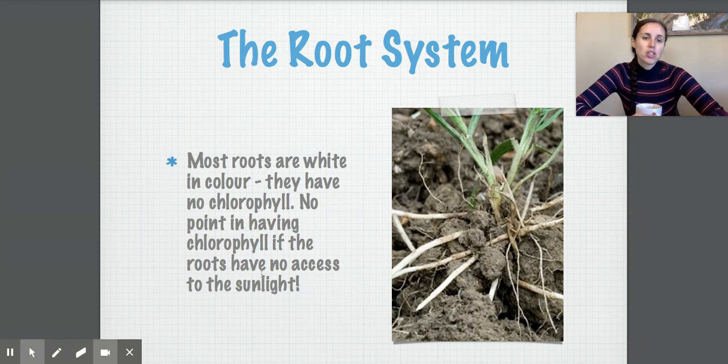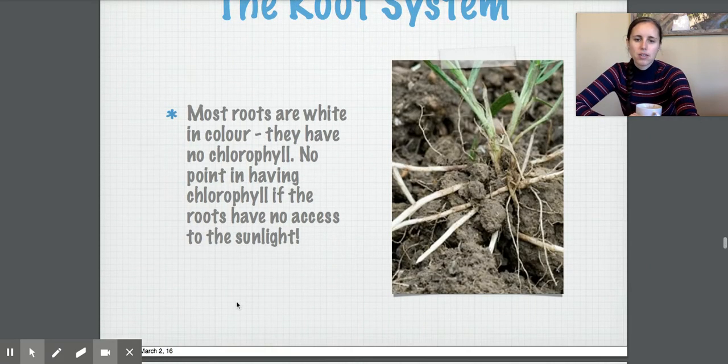Most roots are actually white in color, so when you pull them out, you very seldom see green. This is because they don't have any chlorophyll. Let's think about what the function of chlorophyll is. Chlorophyll is to capture sunlight for photosynthesis. There is no sunlight underground. Therefore, we're not going to have any chlorophyll. There's no point. So what makes plants green is chlorophyll. Since there's no sunlight underground, there's no point having chlorophyll underground, and those roots are going to appear white.